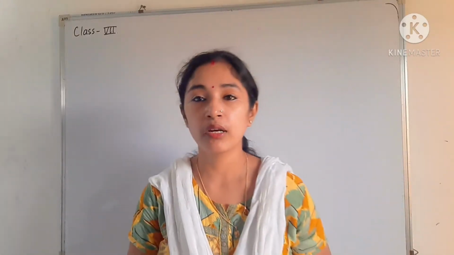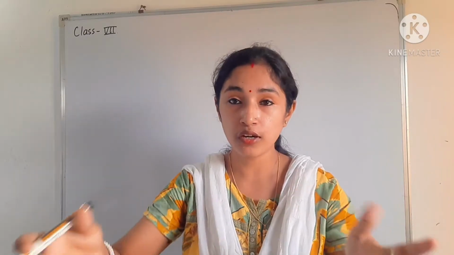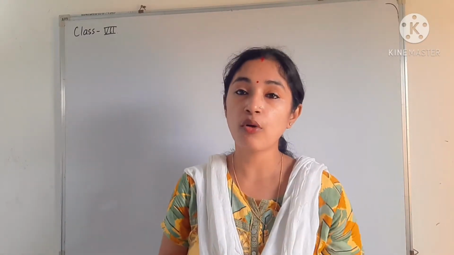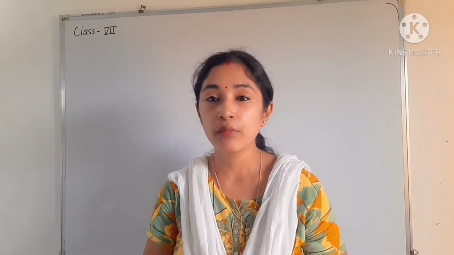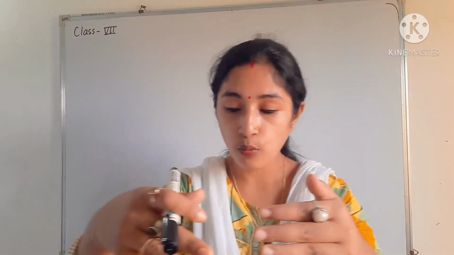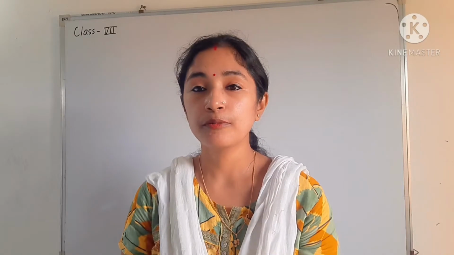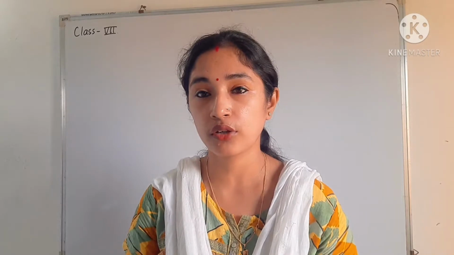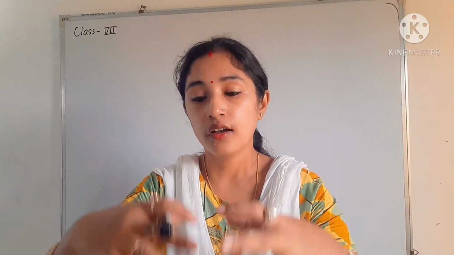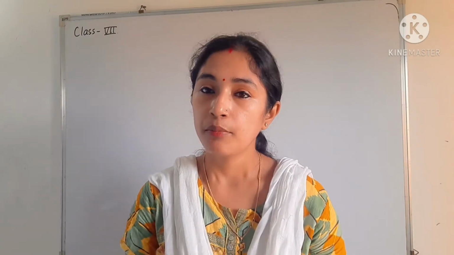So what do we mean by perimeter and area? Already we have studied perimeter. Perimeter means the total length of the boundary. So the total length of the boundary is called perimeter. And what do we mean by area? Area is the space occupied by a closed object. That closed object may be a rectangle, a square, a quadrilateral, it may be any object. So area is the space covered by that object. And perimeter is the total length of the boundary.